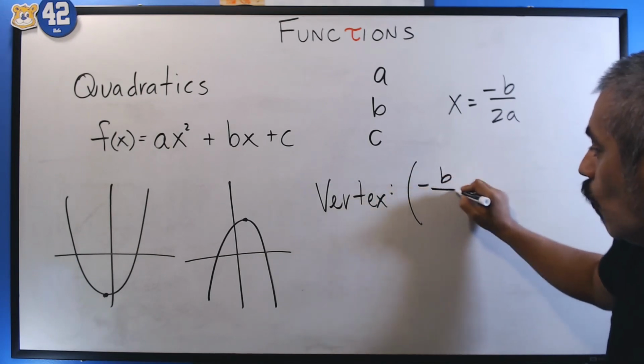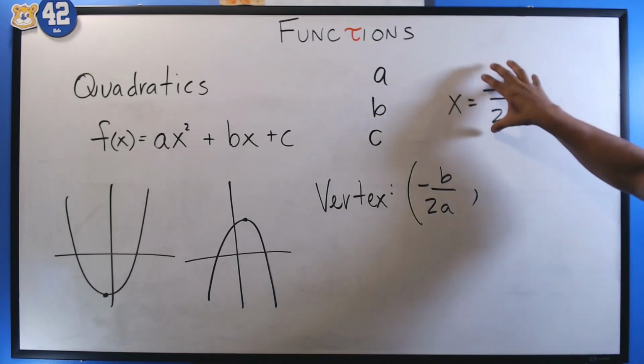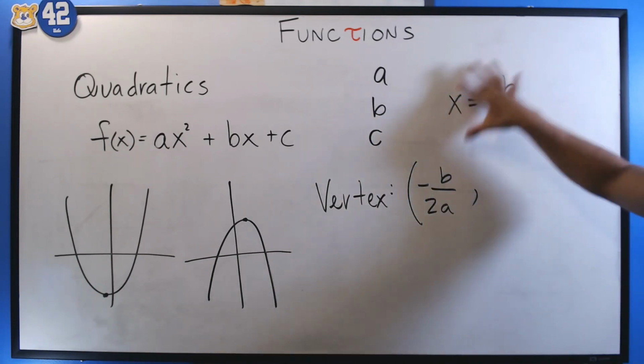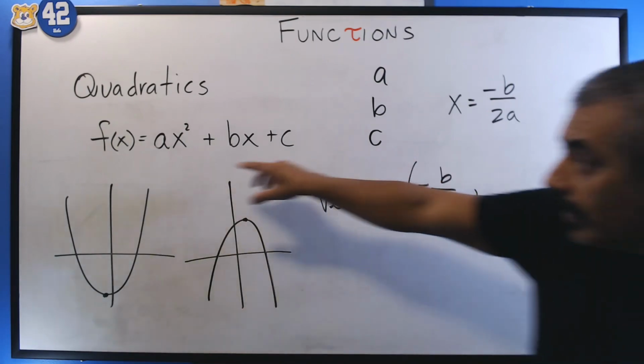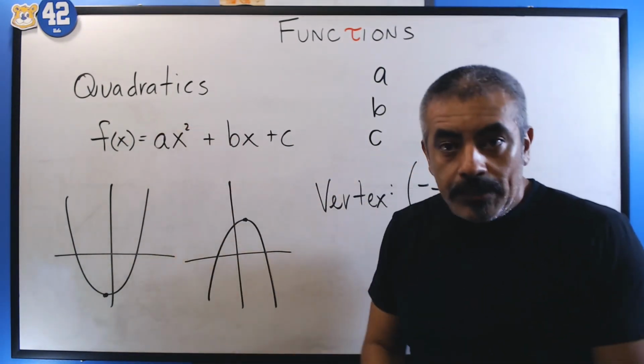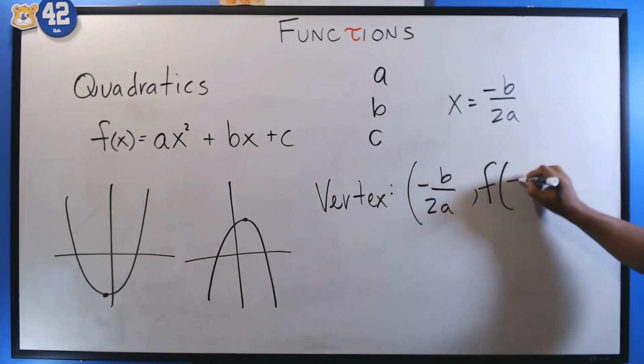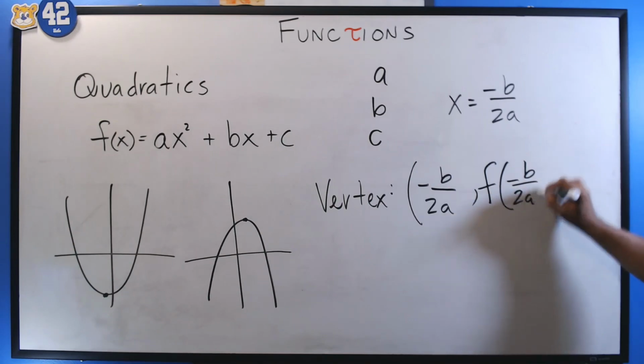negative b over 2a. Now to find the y value, which is what we're really interested in, we are going to take whatever we get out from this little expression, from x, and plug it back into our function. Whatever we get, that's going to be the y value. So I'm going to write that notation as f of negative b over 2a.